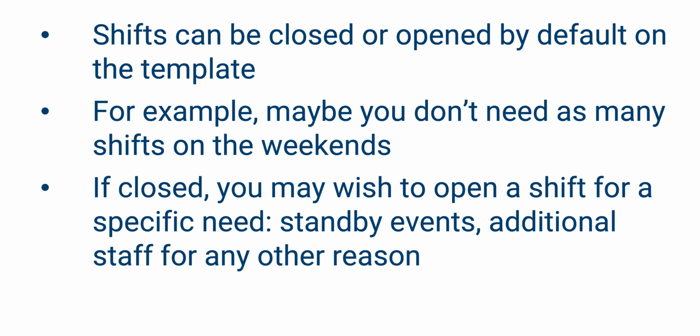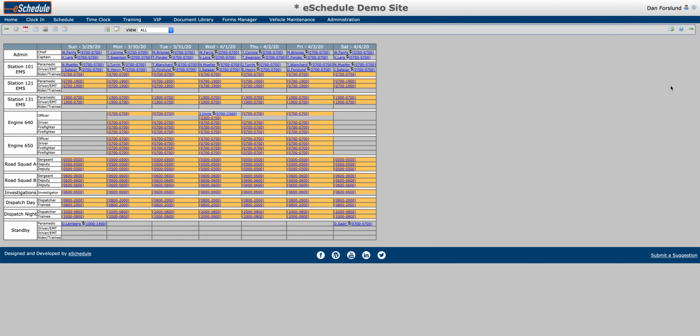So perhaps you have some shifts that are not staffed on the weekends generally because it tends to be a little bit quieter, but maybe you need to open up a shift either for a single incident, or maybe you need to open up a shift indefinitely because you're now going to begin staffing that unit or that shift every Saturday or Saturday and Sunday. You have the ability to do that within eSchedule. So whether, again, it's a single event, maybe a standby community event that you need to staff someone for, or if you need to open up a shift on a permanent basis, you can do that right within eSchedule, and I'll walk you through how you can do that.